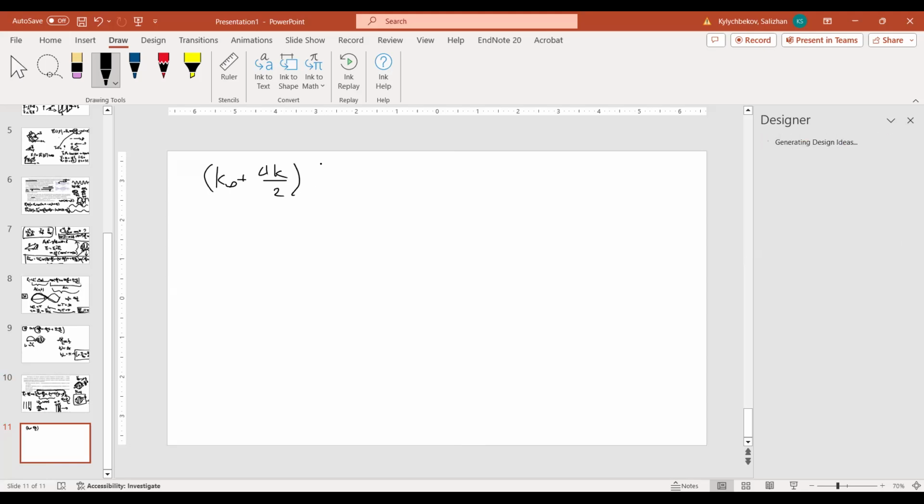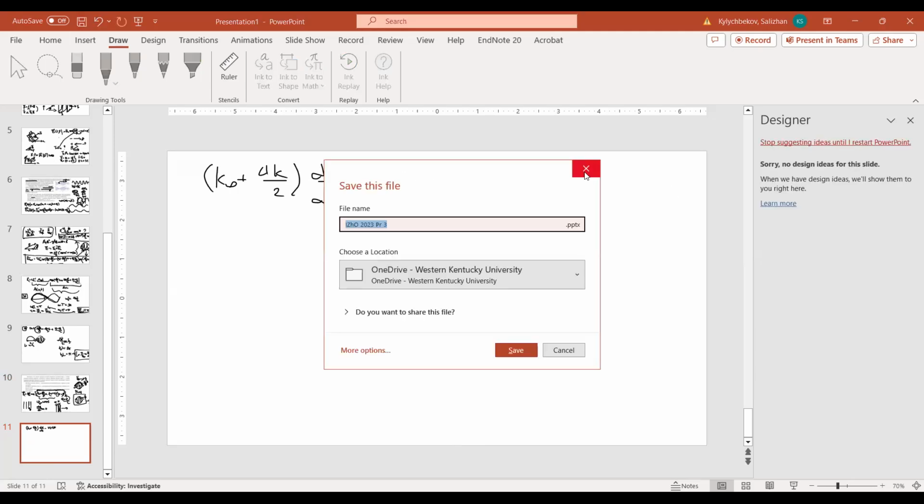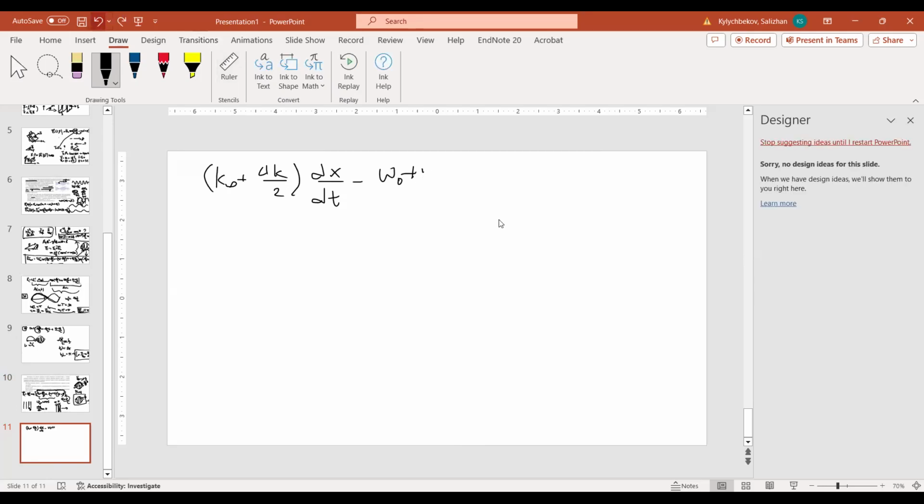This is constant, and dx/dt, with respect to time the derivative is minus omega 0 plus delta omega divided by 2, and dt, and the phase derivative goes to 0, is equal to 0. So this is your phase velocity, dx/dt, right? Velocity of the phase.